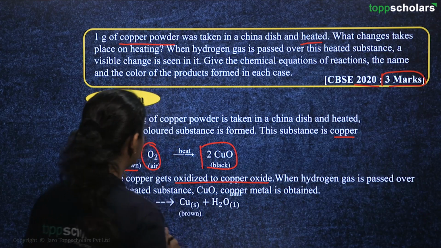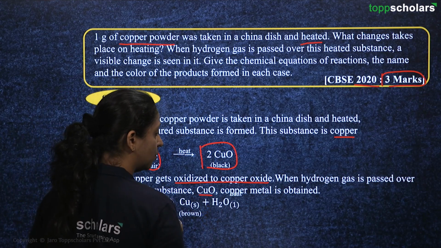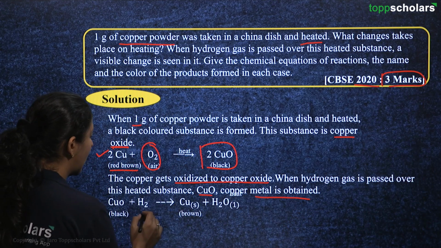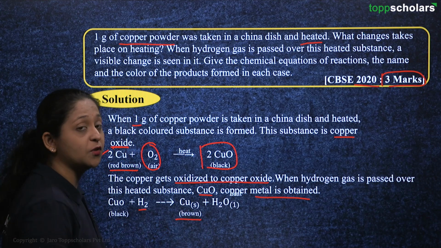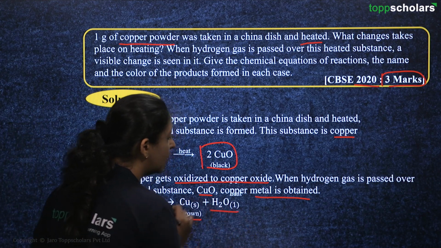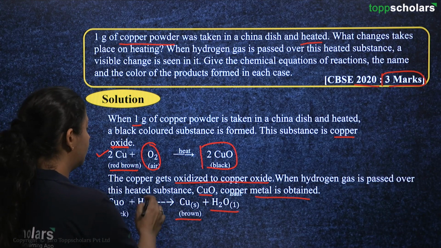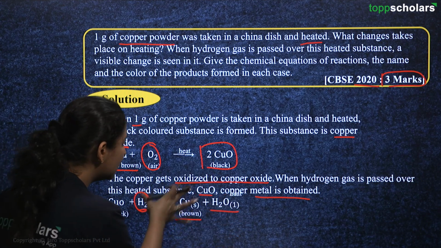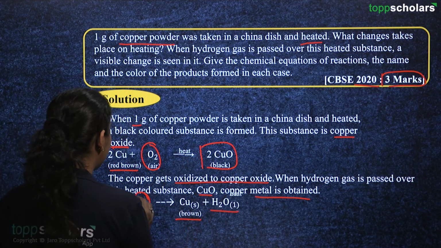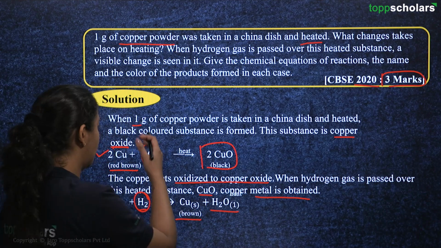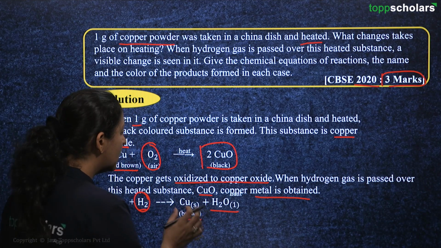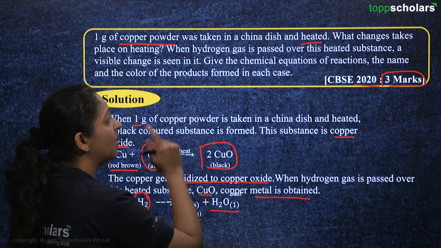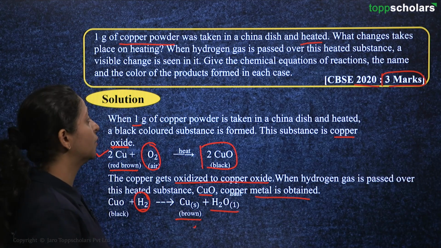And when hydrogen gas is passed over this heated substance CuO, it will produce copper metal. So, you have the reaction CuO reacting with H2, giving you copper in the solid state and producing water. All of this will be produced when hydrogen gas is passed through that. This reaction which you see here, which is producing copper metal, like where we actually started, this metal formation will be a visible change. That is why they are asking you to mention what is the visible change you observed.